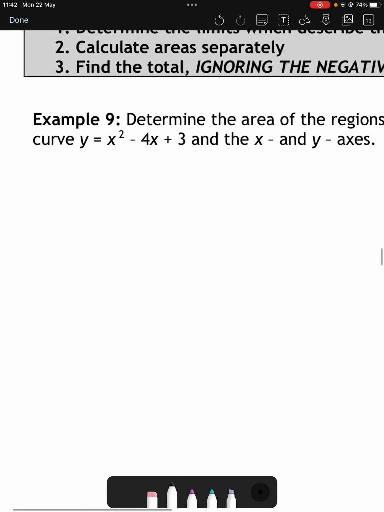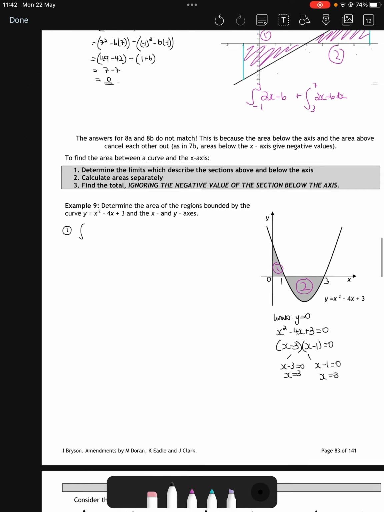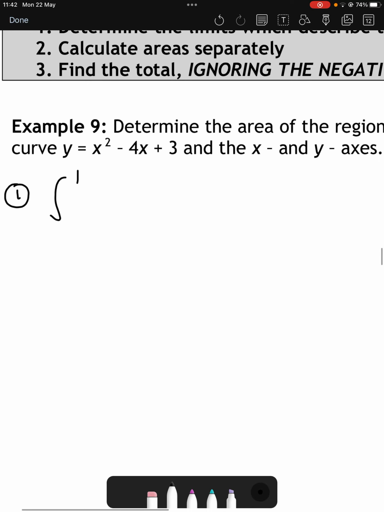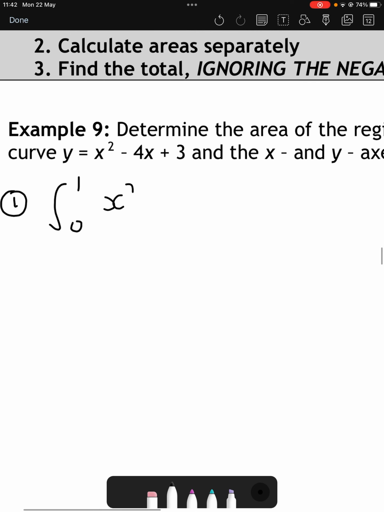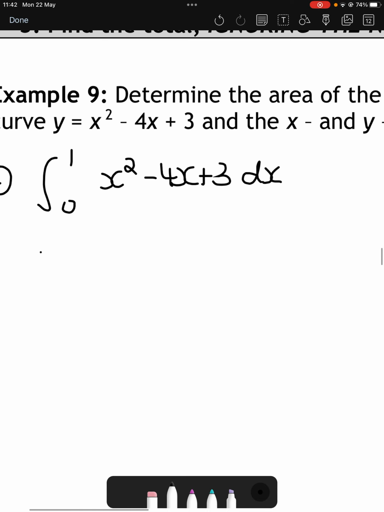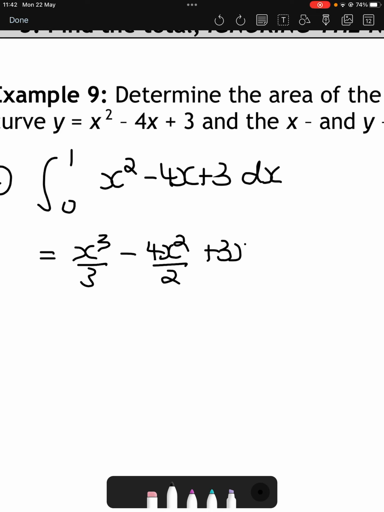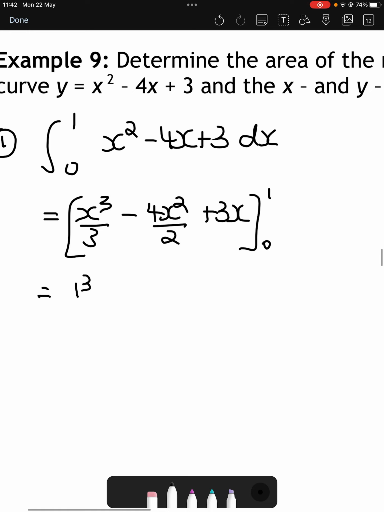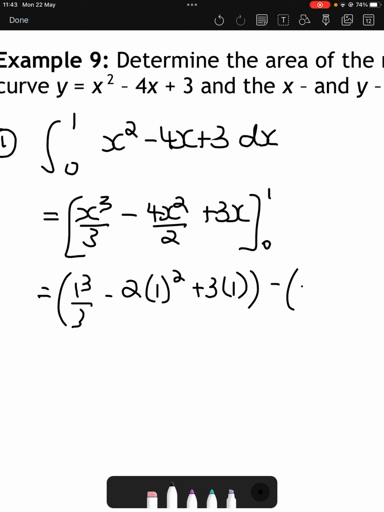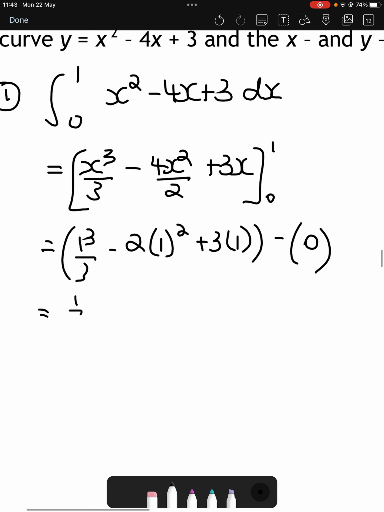Okay, so if we do the first one, we have the integral between 1 and 0 of our curve. Put your dx in because you're making your integral. Right, so let's integrate it. So increase, divide by new power. Sub it in. Make that a 2. Sub in 0, you're going to get 0. Tidy it up.